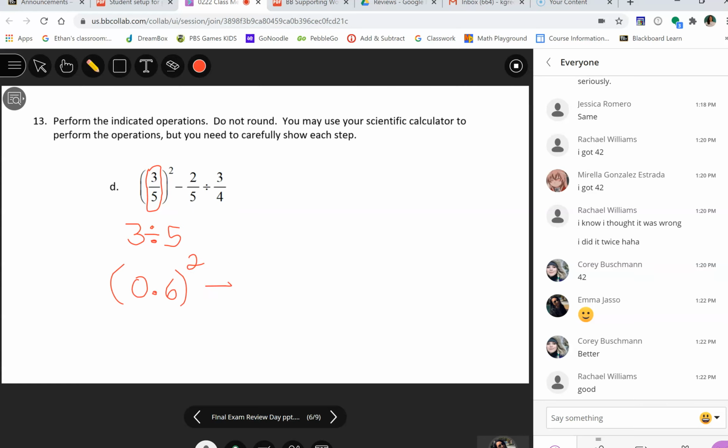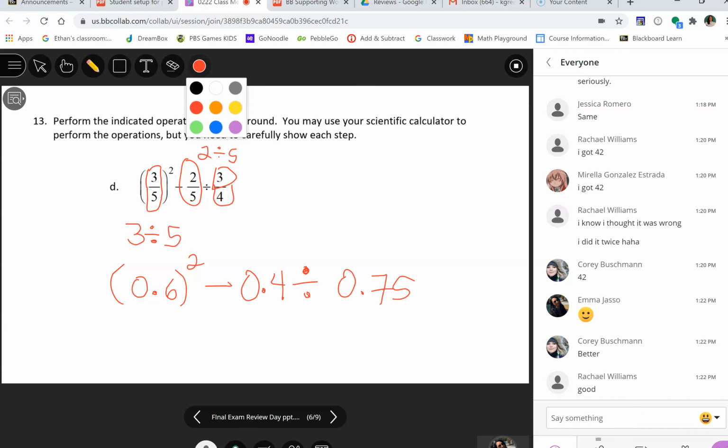Minus, and you could do the same thing for 2 divided by 5. That's 0.4. Divided by 3/4, which is 0.75. You could do that, because some people find it easier to put decimals in their calculator than fractions. But here's the deal. What if they had given you a fraction that looks like this?